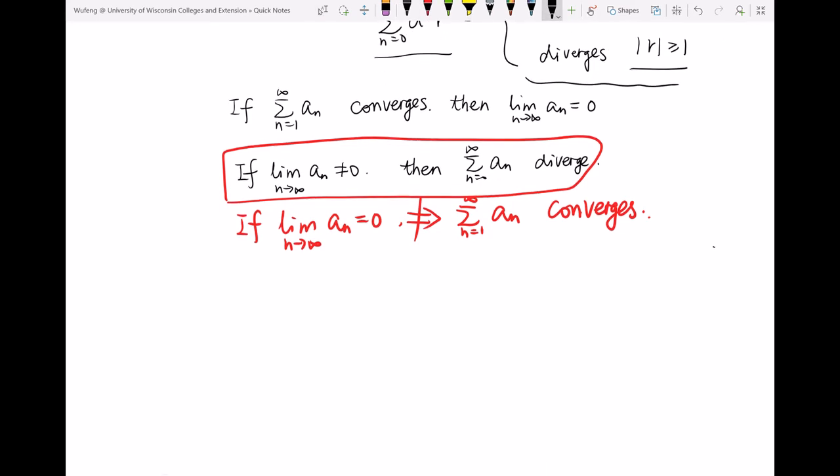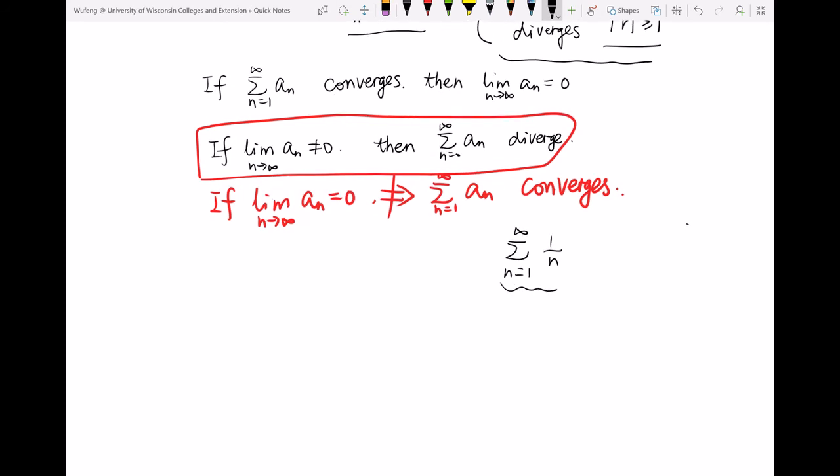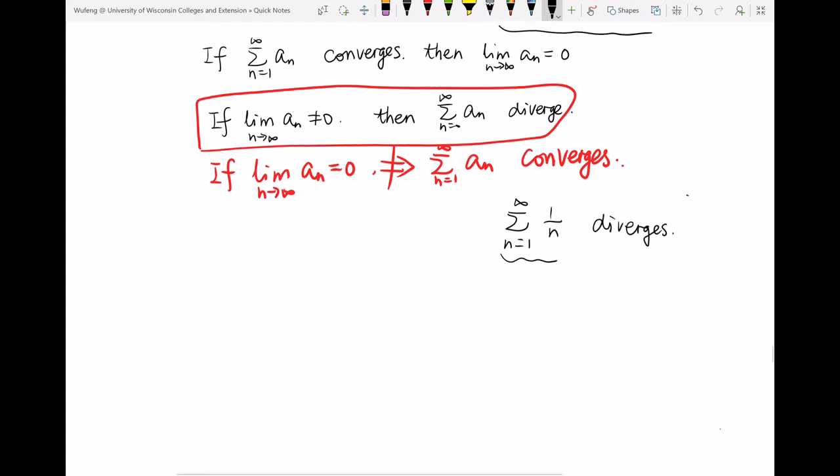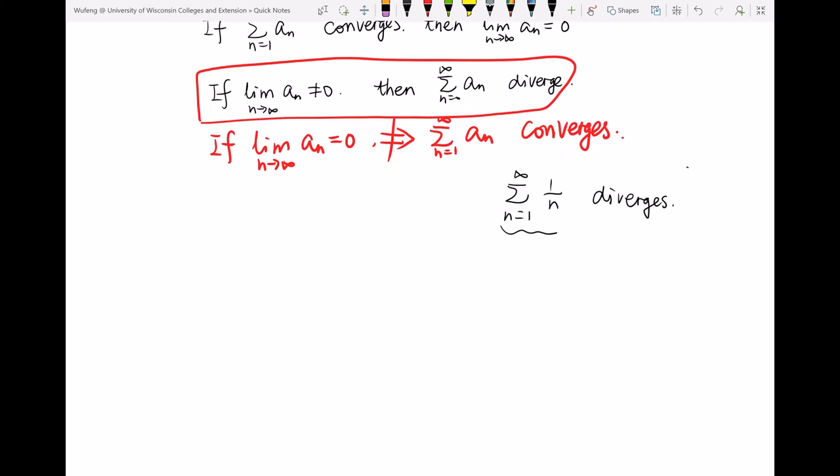I'll also give you an example. The example is the series from n equals 1 to infinity of 1 over n. We're going to discuss this later today, and this is actually a harmonic series, a p-series with p equals 1. We already told you yesterday this one actually diverges, but you can tell that the limit as n goes to infinity of 1 over n equals 0. Even though the nth term goes to 0, it does not mean the series converges.